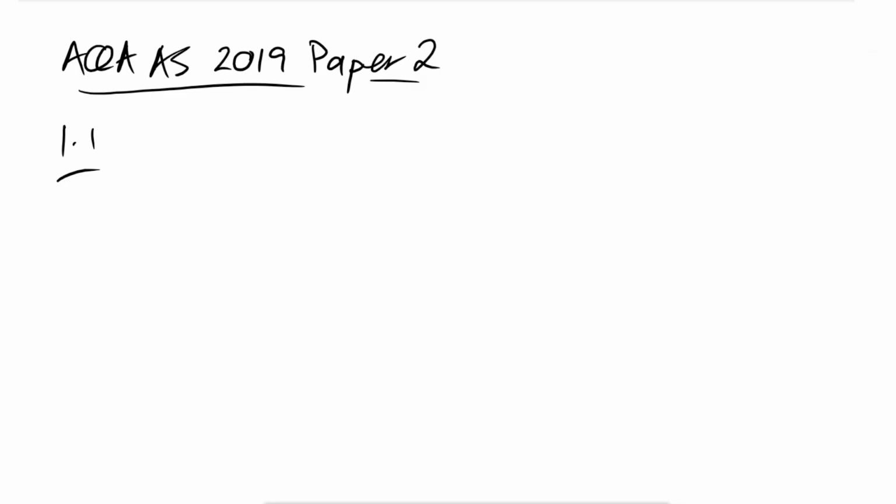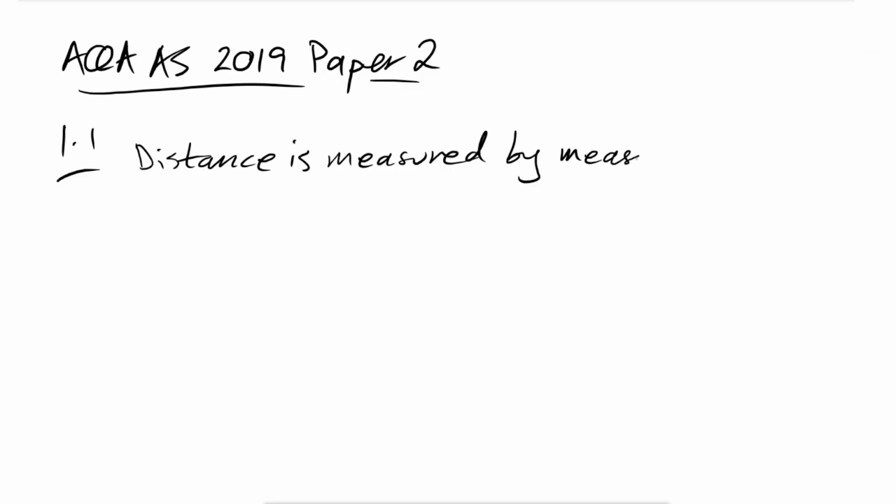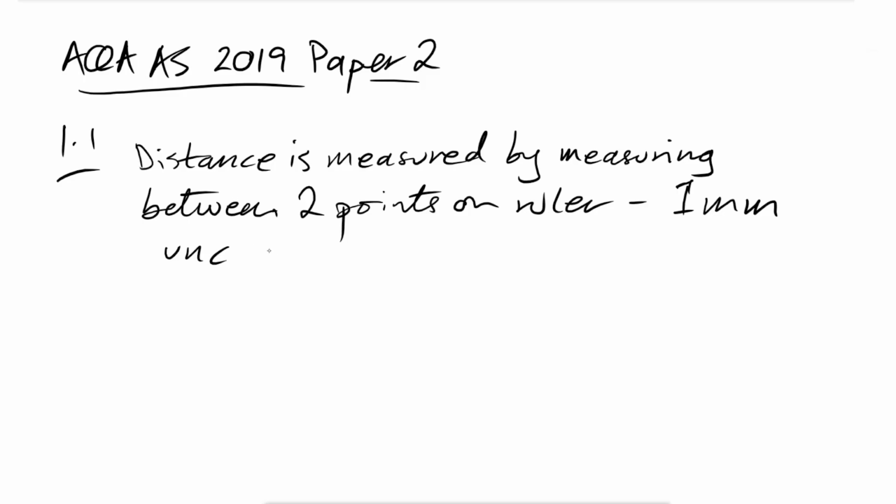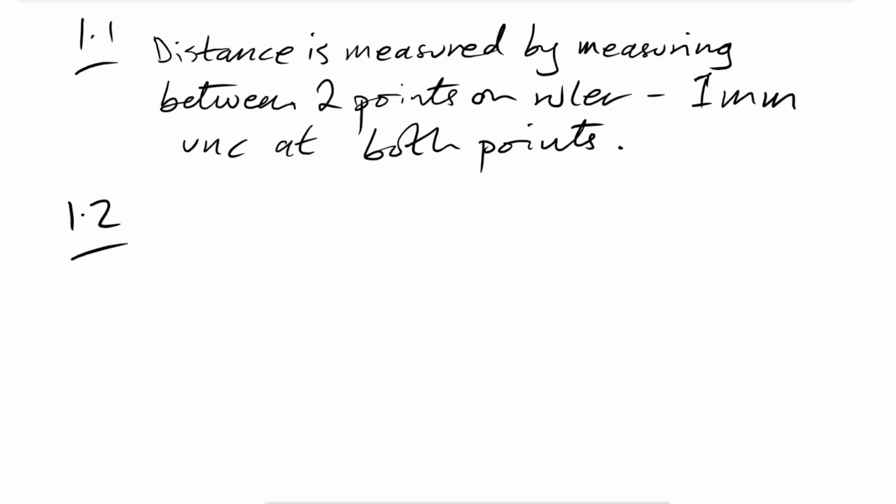They're saying that because the resolution is 1 millimeter, the distance between the dots that we're measuring has an uncertainty of 2 millimeters, because you're going to have the 1 millimeter uncertainty at either end of the ruler. That's up for debate, but we're going to go along with it for now. 1.1 is asking, why is it greater than the smallest division? So distance is measured by measuring between 2 points on the ruler, and there's a 1 millimeter uncertainty at both points. 1.2, we're told that A plus B equals C.